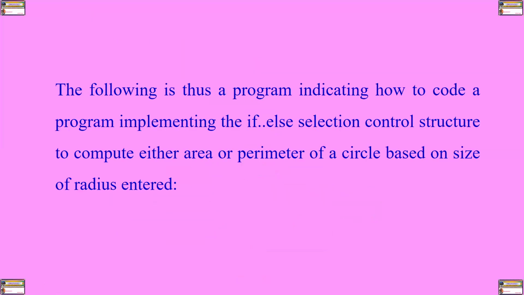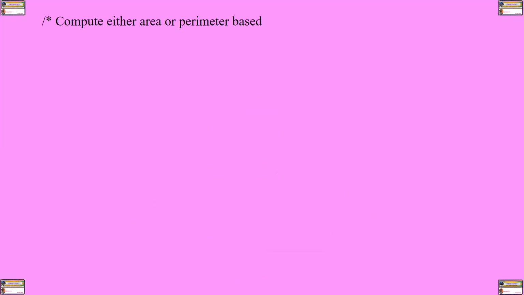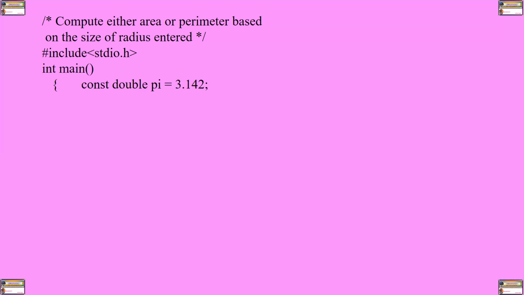So let's now write a program. Let's write a program in C that is implementing the if-else selection control structure so that we see how it will behave. So our program will compute either area or a perimeter of the circle based on the radius entered. So we begin with a comment. Our comment is compute the area and the perimeter based on the size of the radius entered. So that's the comment. And then we include the proper directive string.h. Then our main function.